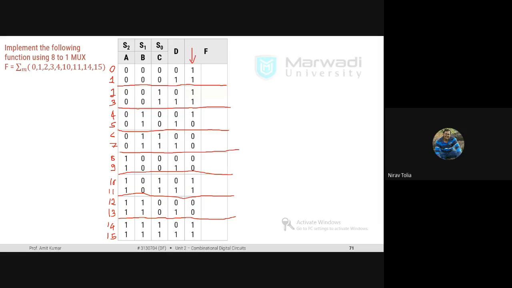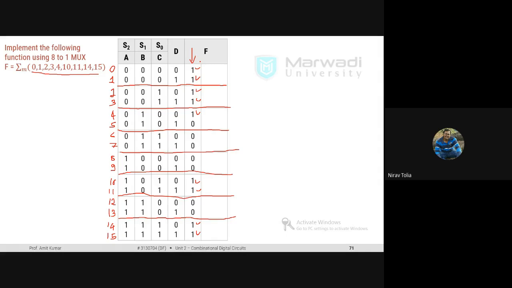So this is my function line. Which min terms are given in the function? Just write down 1 there. The min terms are 0, 1, 2, 3, 4. Then directly 10, so come to 10: 10, 11, 14, and 15. Just write down 1 for the min terms given in the function and put all others 0.